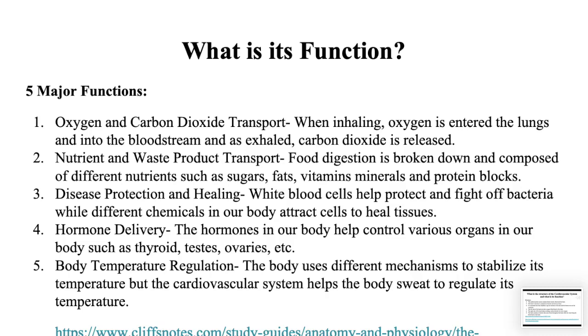Disease protection and healing happens when white blood cells help protect and fight off bacteria while different chemicals in our body attract cells to heal tissues. Hormone delivery happens when the hormones in our body help control various organs in our body, such as thyroid, testes, ovaries, etc. Body temperature regulation is when the body uses different mechanisms to stabilize its temperature, but the cardiovascular system helps the body sweat to regulate its temperature.